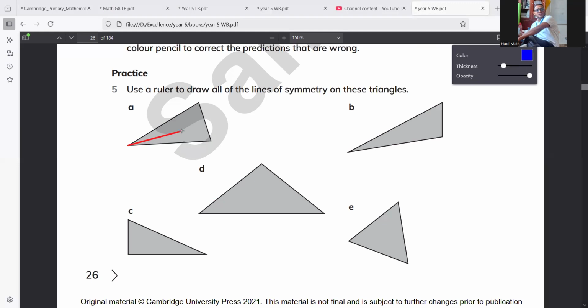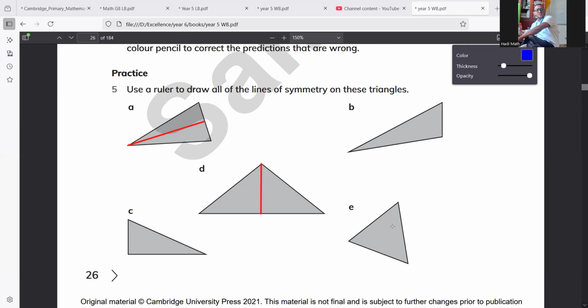You measure or you see your triangle like this one. This is, for example, an isosceles triangle. You can draw only one line of symmetry, this one. This one here is scalene, but B is isosceles. You can also draw one line of symmetry here. This is scalene. You cannot draw. This also is scalene. You cannot draw any line of symmetry.